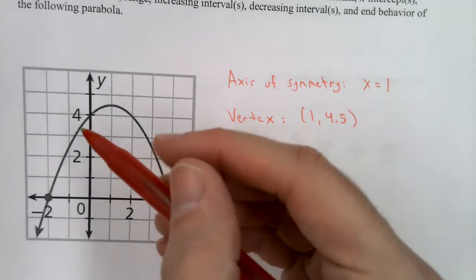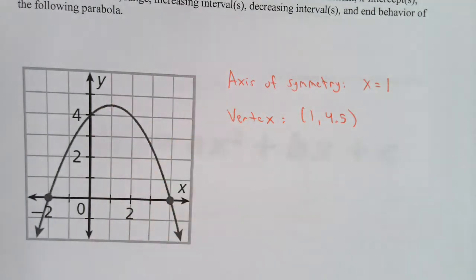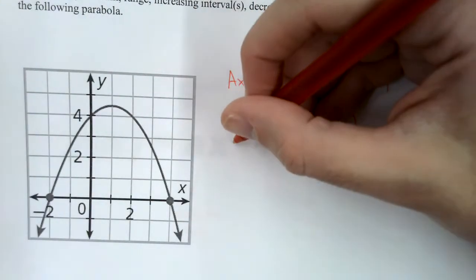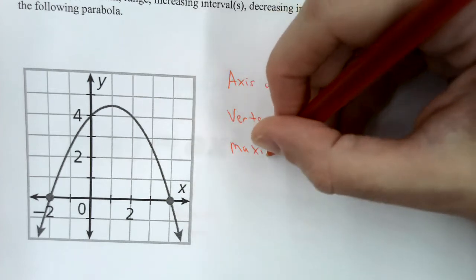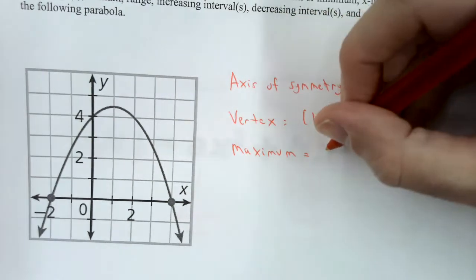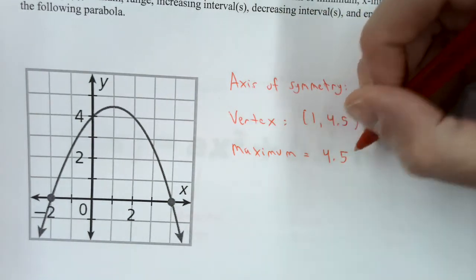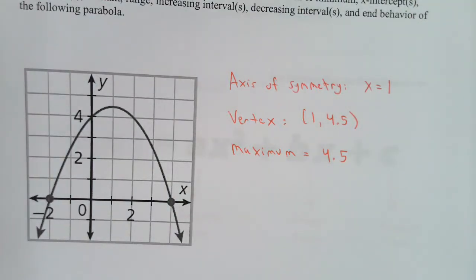This one has a maximum because it has a highest point. Example 2 was a minimum. This example is a maximum. So the maximum equals 4.5. The maximum or minimum is always the y value of the vertex. So in this case, 4.5.